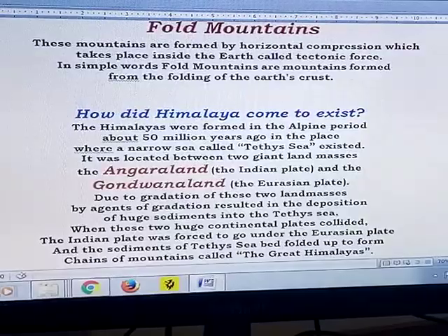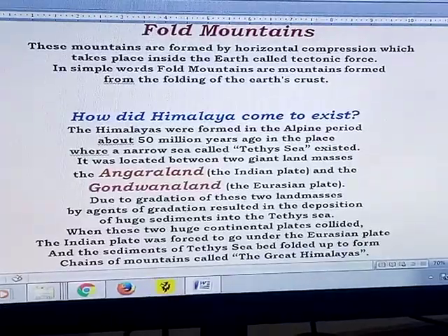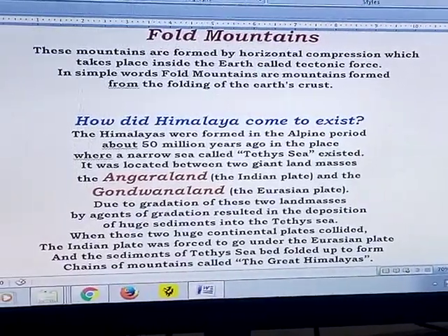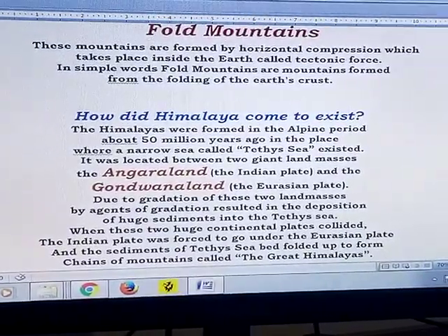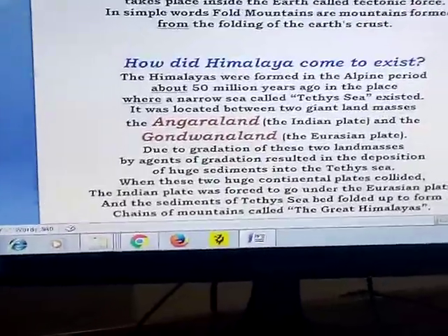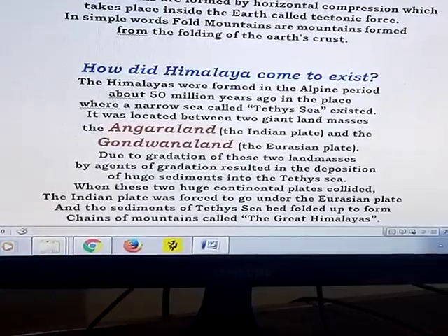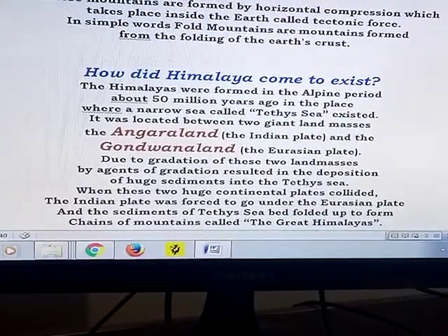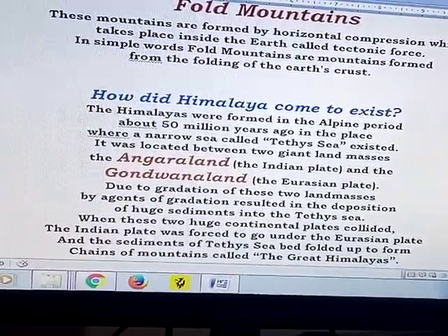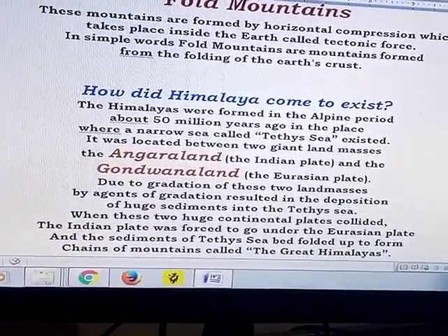Sediments dropped, deposited in the Tethys Sea. So Tethys Sea became covered. Now when these two huge continental plates, the Indian plate and the Eurasian plate, that means Angara land and Gondwana land, collided with each other, the Indian plate was forced to go under the Eurasian plate, and the sediments of Tethys Sea, which was a very soft bed, this whole seabed folded upward to form the chains of mountains called the Great Himalayas. Dear children, learn this, the history, how did Himalaya come to exist.